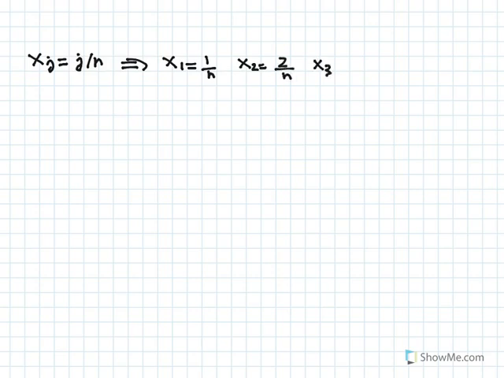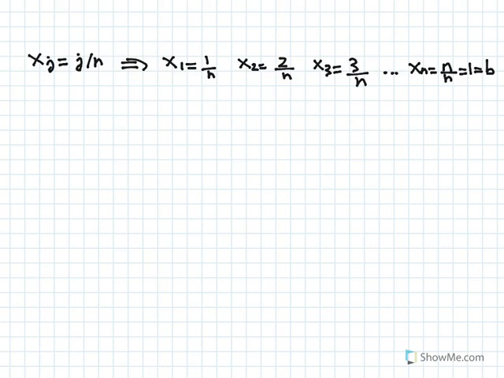Alright, let's start with xj. So xj, that's going to be j over n. Let's plug in different values of j to find the x values. So what we have is x1, plugging j equals 1, that's 1 over n. x2, that's 2 over n. x3 is 3 over n. And xn is n over n is equal to 1, that's equal to b.